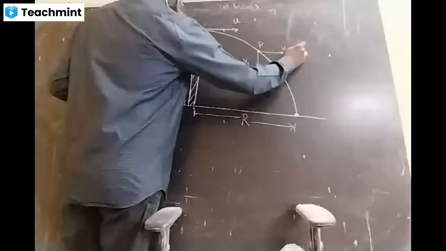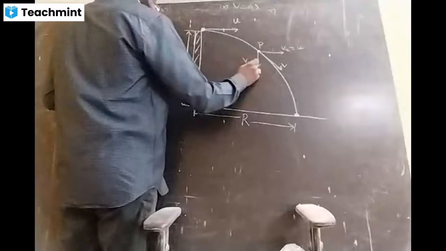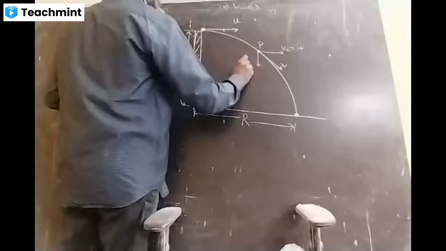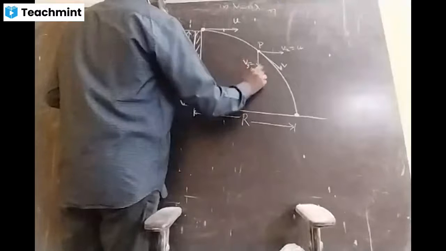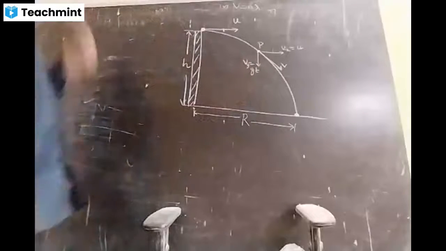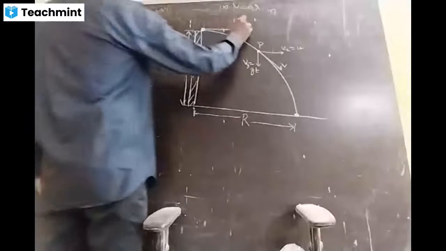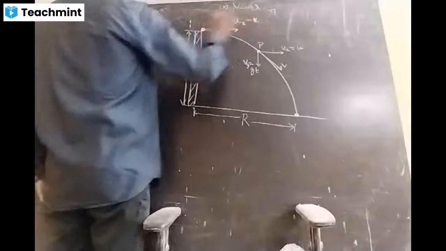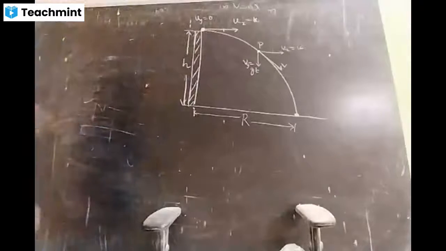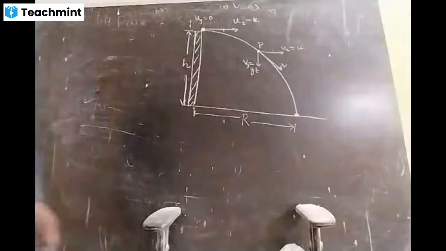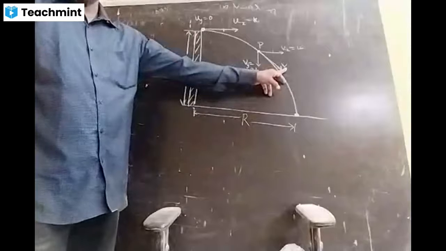Vx is equal to u. Vy value is equal to gt. Is it not? Because uy is 0. Initially, ux is equal to u and uy is equal to 0. Right? So we have found out the value of v as well.